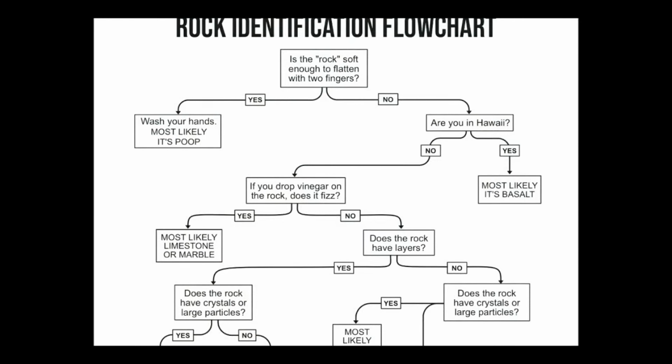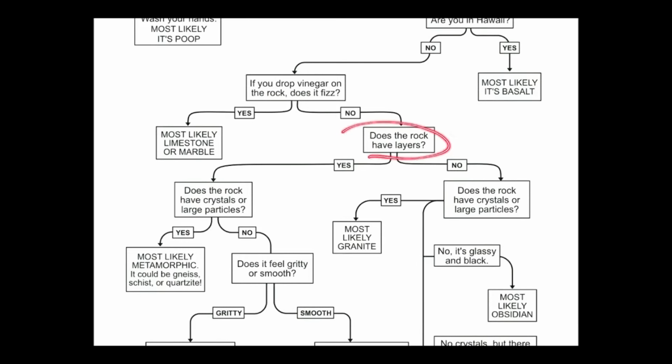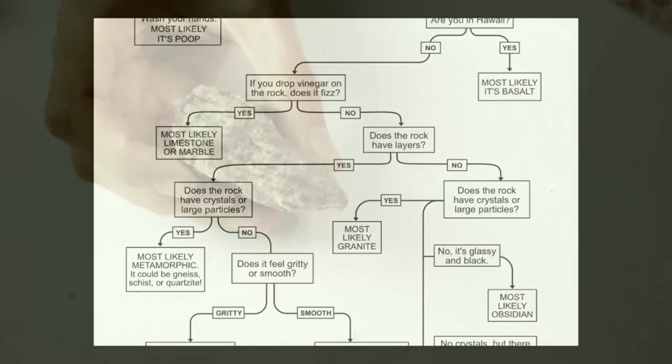So we're going to go to our next branch in our little trail. All right. So you said the answer was no, so we're following it along this way. Does the rock have layers? And this one can be a little bit tricky to answer.